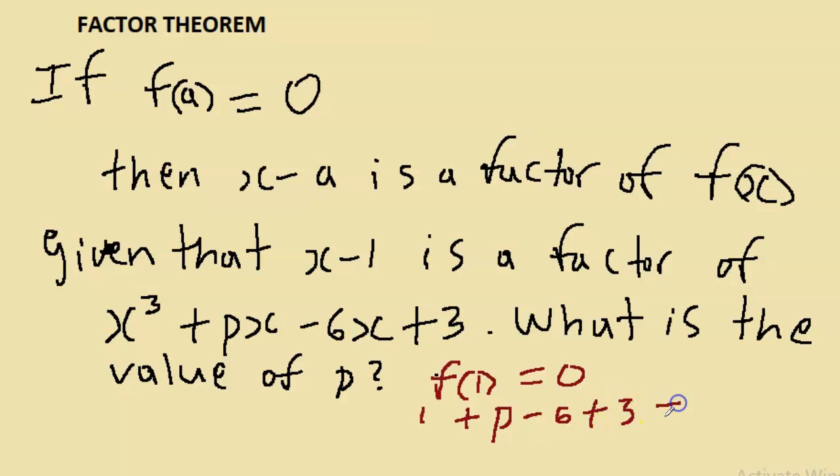So f of 1 is equal to 0, and here's f of 1. And we can transpose now, so p is, let's group everything over here, positive 6, minus 3, minus 1, so the value of p is 2. Let's look at another problem.